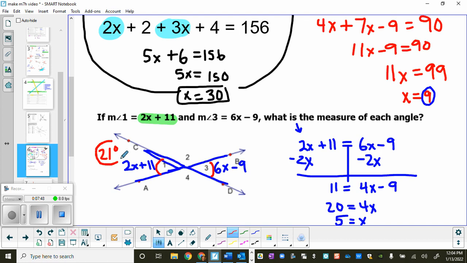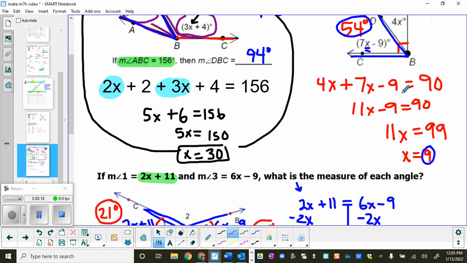Okay. Now let's plug it in right here and make sure we get the same answer of 21, and that means we know we're right. So if I do 6 times 5, I get a 30. Then 30 minus 9 is a 21. So I have proven that they're both the same as each other. They're both 21-degree angles. And I got it by setting these two expressions equal to each other. So for vertical angles, you're going to have variables on both sides and the expressions are equal to each other.